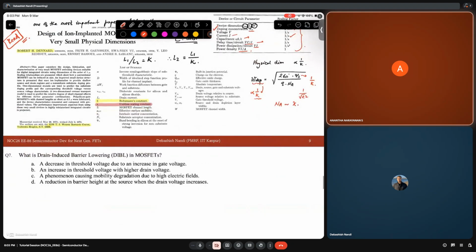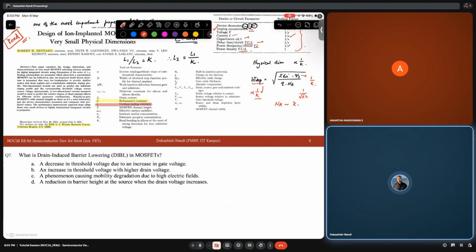So drain induced barrier lowering in MOSFET: decrease in threshold voltage due to gate voltage, no. Increase in threshold voltage, no. Causing mobility degradation, no. Reduction in the barrier height at source when drain voltage increases. This we have discussed, right?